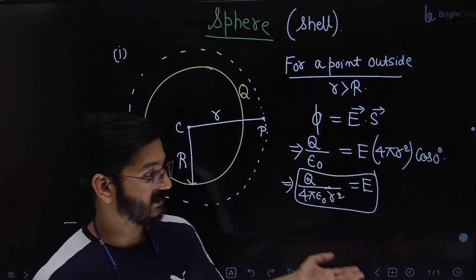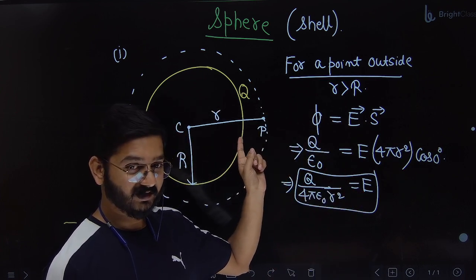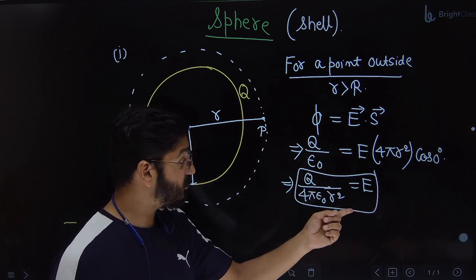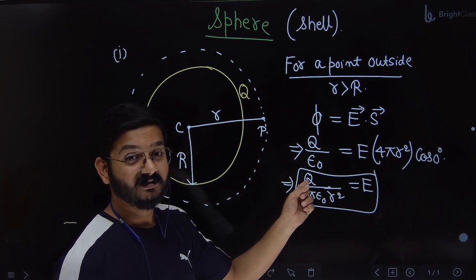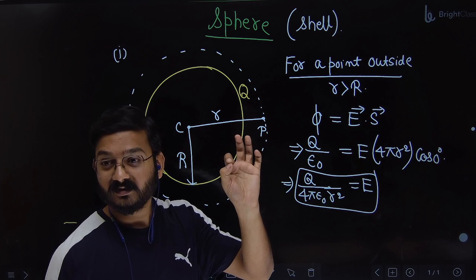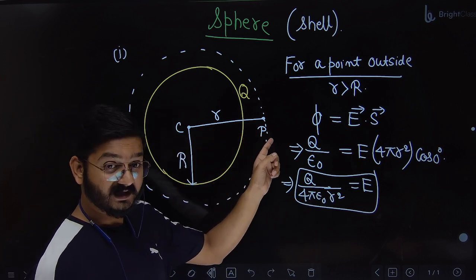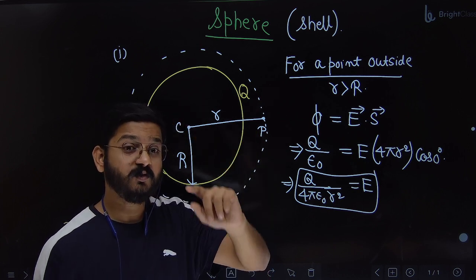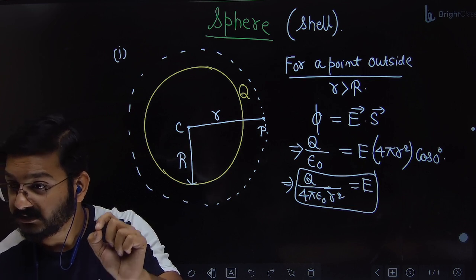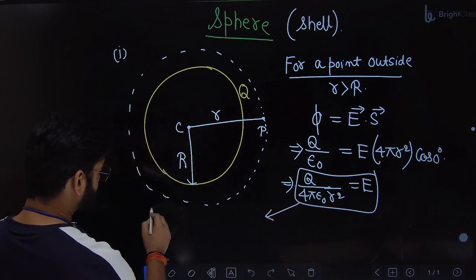It is same as KQ by r square. So if you see that this electric field due to a hollow sphere at a point outside is same as the electric field due to a charge. What was the electric field due to a charge Q? KQ by r square. So this electric field due to a hollow sphere at a point outside is same as the electric field due to a point charge at a distance of r. Okay? So you can write down the thing.